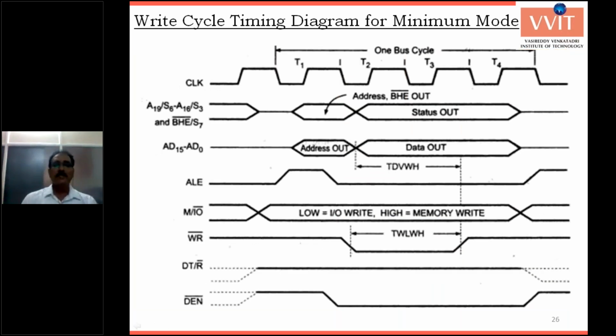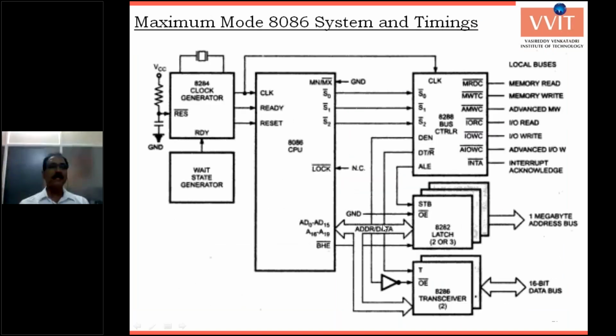Next, maximum mode configuration. In maximum mode configuration, the 8286, 8284, 8282 and 8286 are the same. Additionally, another interfacing device is added, the bus controller device. This bus controller maps the S0, S1, S2 bar status to generate corresponding signals. When S0 bar, S1 bar, S2 bar are all zeros, it is generated as interrupt acknowledgement.